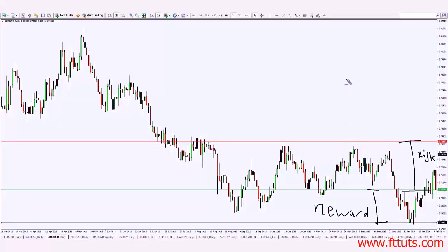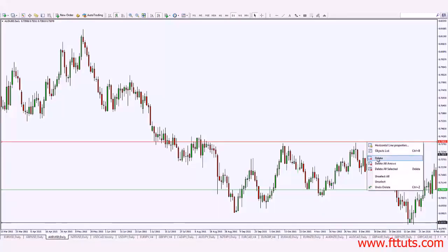So let's understand how we can do this, and as well, give you a better stop loss placement. So that's it. The first thing to understand is, let's get rid of the lines.